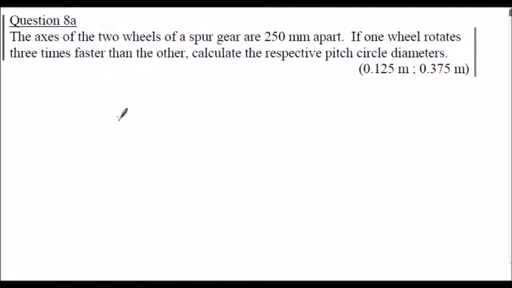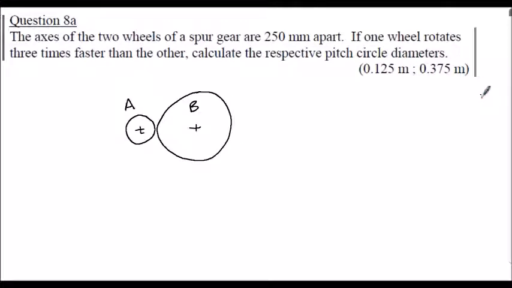The axes of 2 gear wheels of a spur gear are 250 millimeters apart. So we've got a geometrical constraint here. If one wheel rotates 3 times faster than the other, calculate the respective pitch circle diameters. So slightly different question here. They're 250 millimeters apart, and that's a geometrical consideration between there and there.